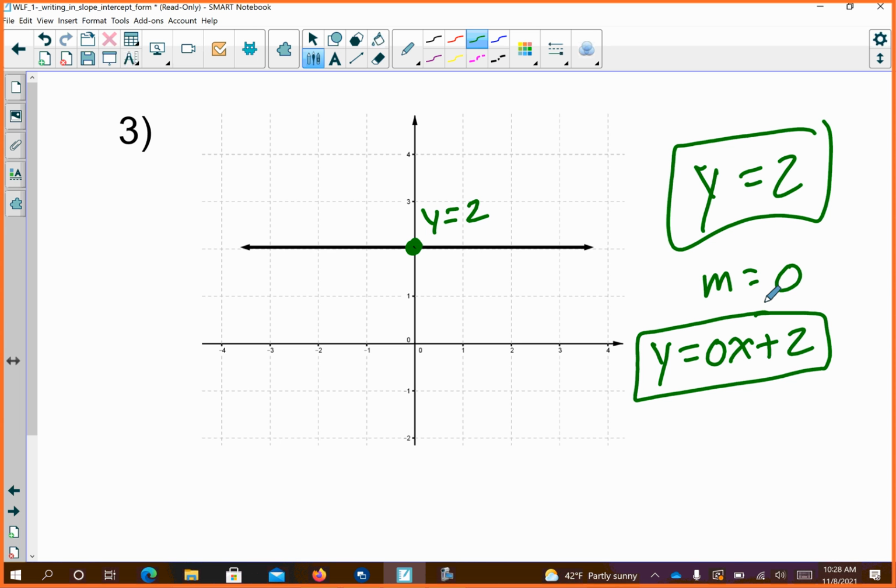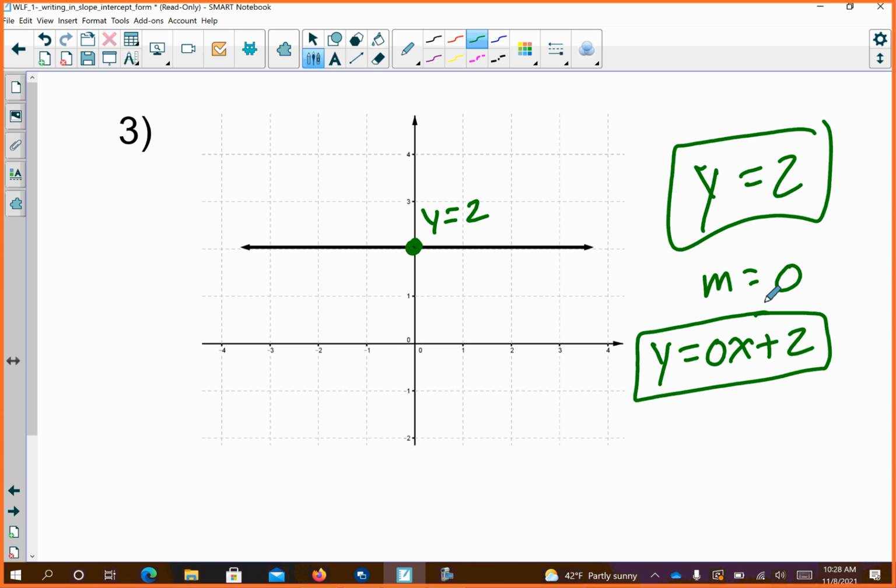So is y equals 2 just less writing? Yeah, just a little less writing. But if you show that 0x, I guess you show that you understand that you have a slope that doesn't have any change in the vertical direction. So it's your choice how you want to write it.